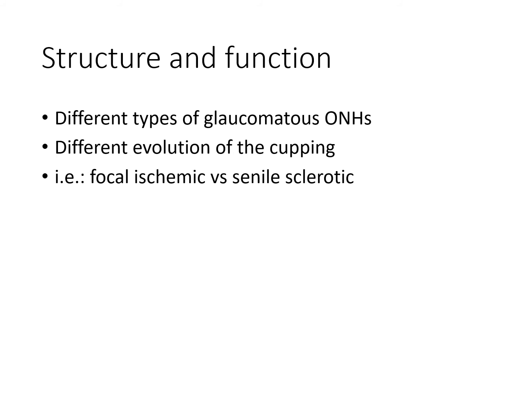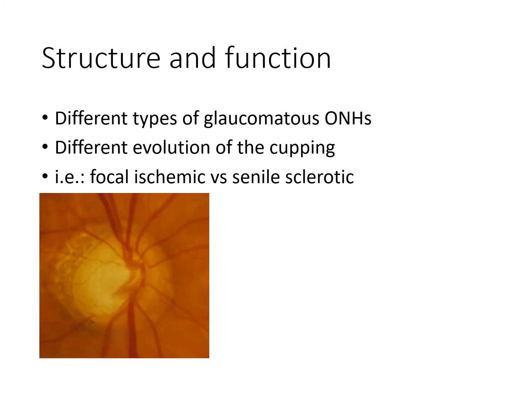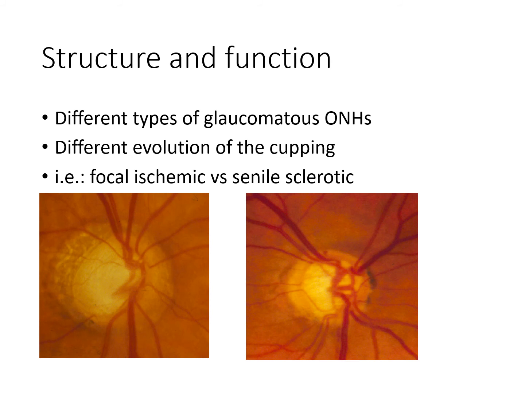So different types of glaucomatous optic nerve heads can have a different evolution of cupping. For instance, focal ischemic and senile sclerotic optic discs can have a different clinical approach. And here you can see this is a senile sclerotic optic disc, and this is a focal ischemic optic disc. And you can easily see the difference.